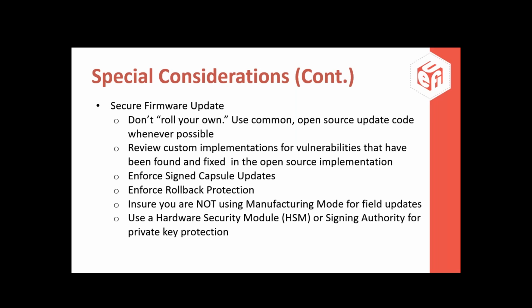If you do a custom implementation, look for vulnerabilities that have already been fixed in the open source versions of the same thing. We find that developers tend to make the same mistakes. Even if they're doing the code independently, if one developer makes a mistake, chances are really good that another developer will make that same silly mistake. So reviewing fixes for open source versions can give you hints on what to check in your own code. Make sure you enforce signed capsule updates, and enforce rollback protection so you don't roll back to a less secure version. Make sure that when you ship the product you're not leaving something in a manufacturing mode, or attempting to use a wide open manufacturing mode for field updates.